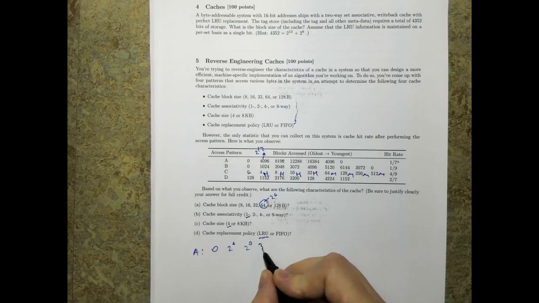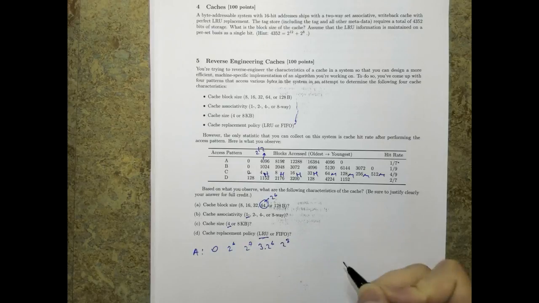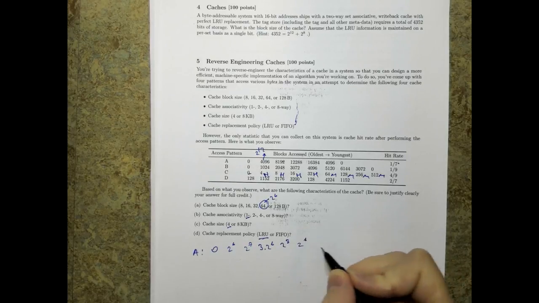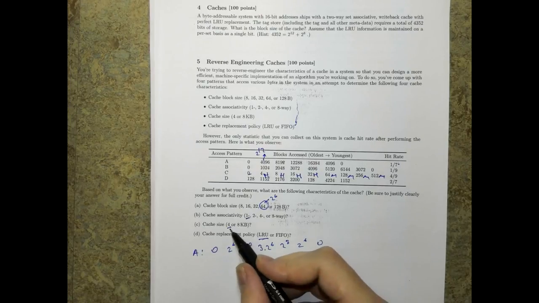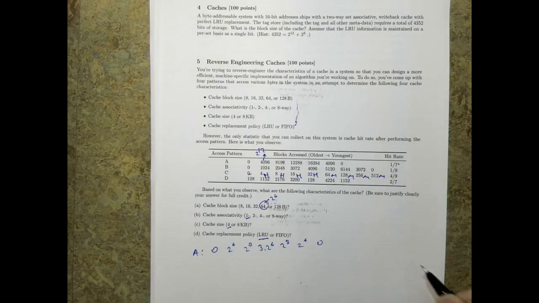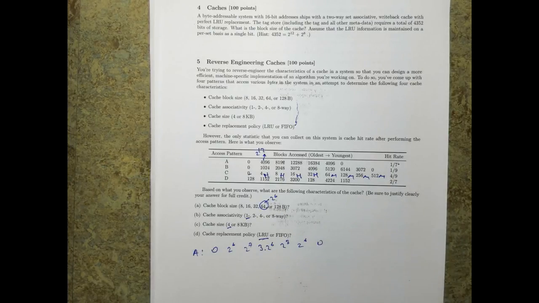So it is this, right? Is it true? Yeah. And this is 7, and this is 6 again, and this is 0, right? So this is what we have. So if it's a direct mapped cache, and the size is 4 kilobytes, and the cache block is 64 bytes, how many rows do we have on the cache?